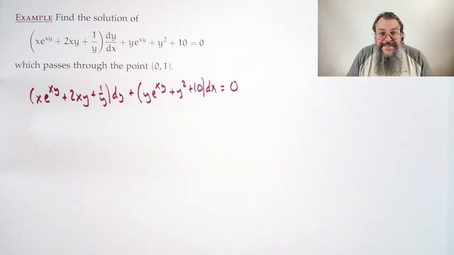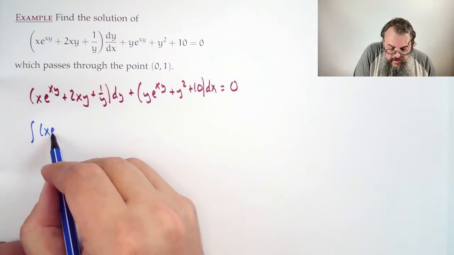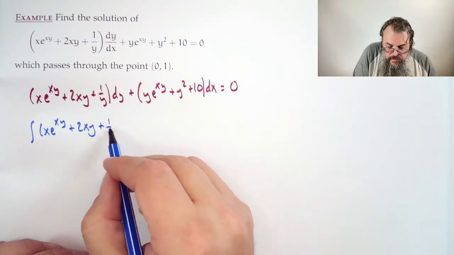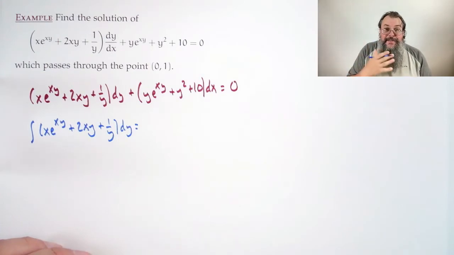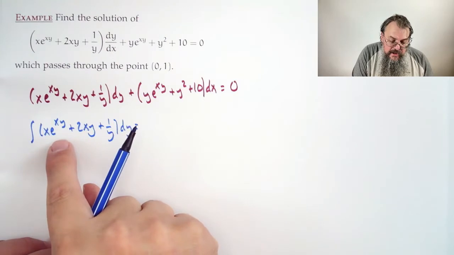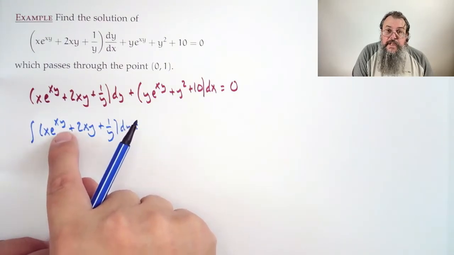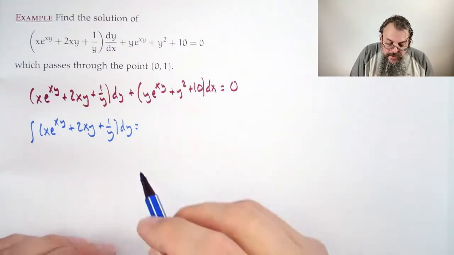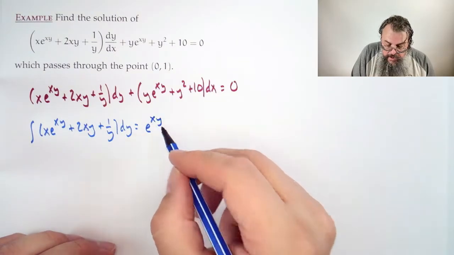Well, that's a dangerous thing to say. But we'll integrate the first term, x e^(xy) + 2xy + 1/y dy. Now here, since we're integrating with respect to y, x is a constant, so there's no integration by parts. And here, when the x stays there, the integral of e^(xy) would be e^(xy), divide out the constant, which is x. So what you'd have is x over x, which would give you e^(xy).